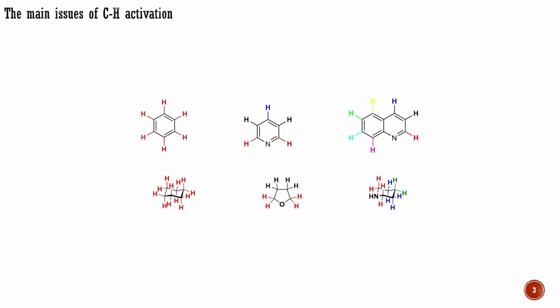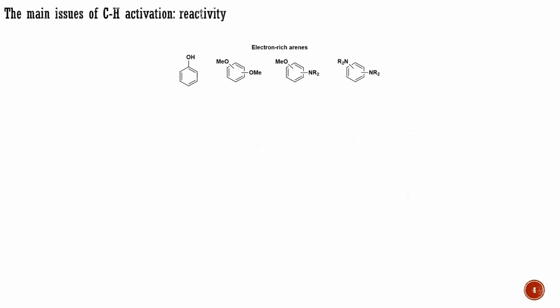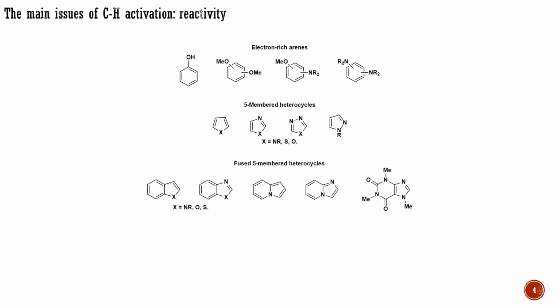The question is, how can we differentiate these CH bonds from each other when conducting a CH transformation? Another question is, what factors determine and control the reactivity of these systems? You will soon learn that under proper conditions, these systems can be quite active for CH transformations, and acceptable selectivities are achievable. When speaking about reactivity, it should be noted that among aromatic compounds, the most reactive systems are electron-rich arenes, such as phenols and their derivatives, 5-membered heterocycles, and fused 5-membered heterocycles.